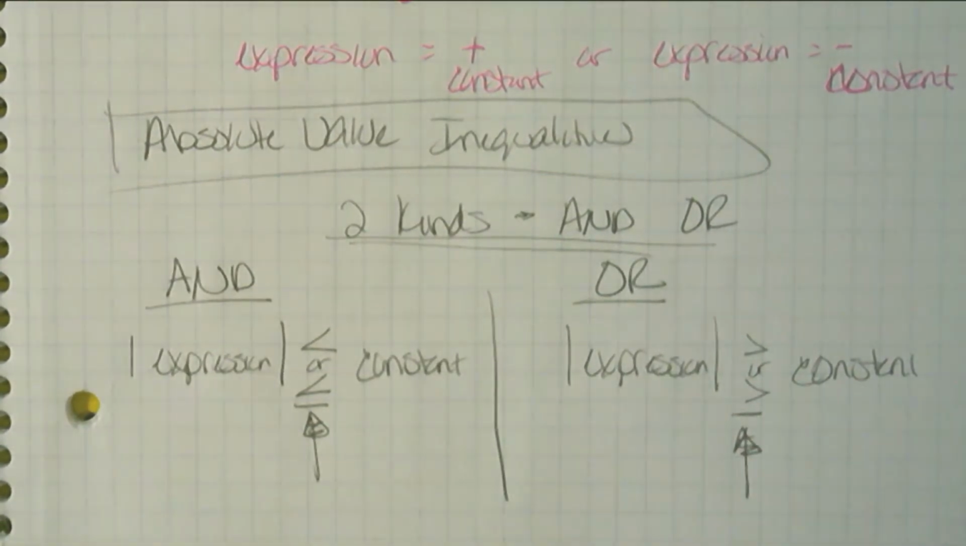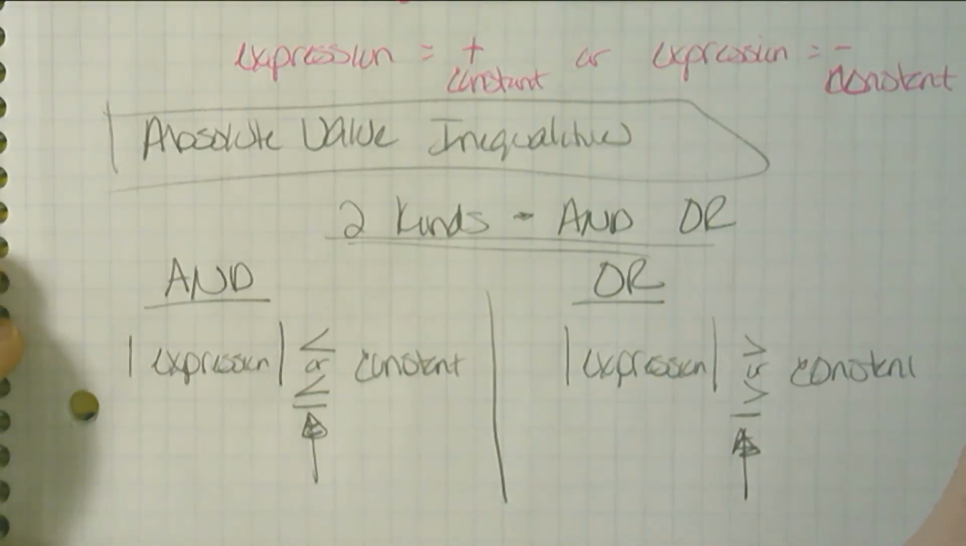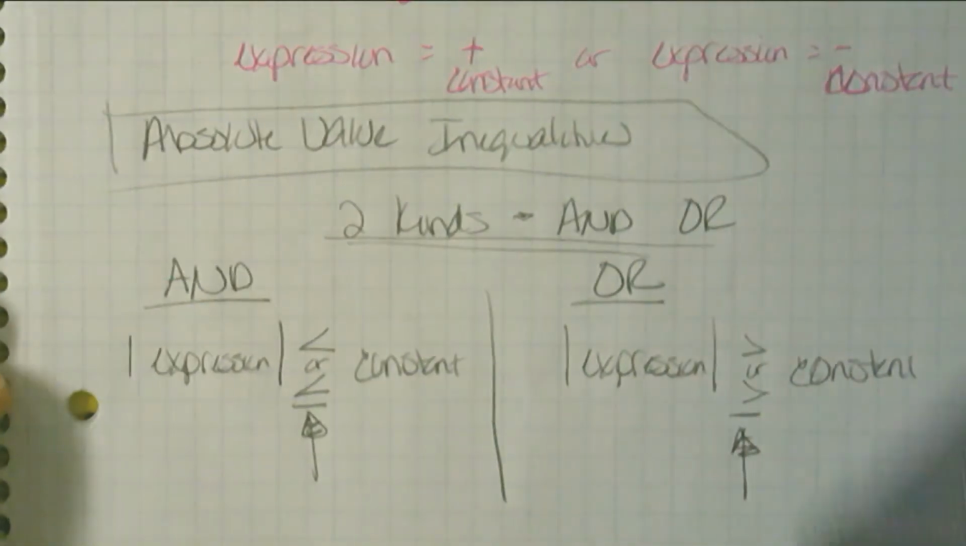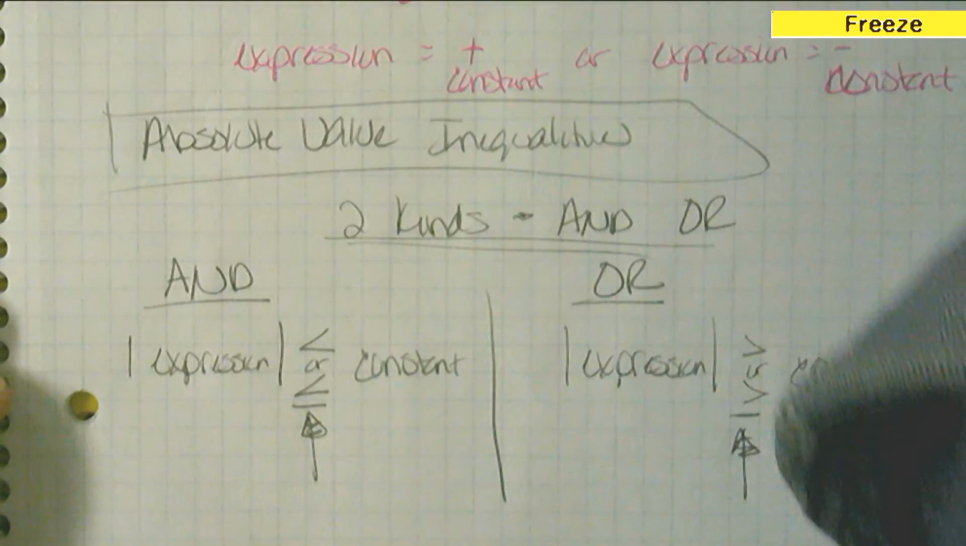All right, so let's take a look at what this is going to look like. We're just going to focus on ands today. Ands will have story problems with them, ors will not. Just like with compound equations. Who needs to see what's up there? Or compound inequalities.